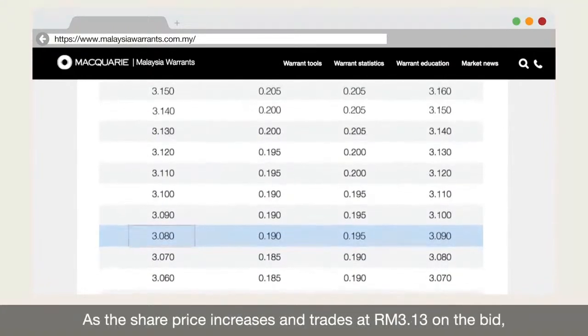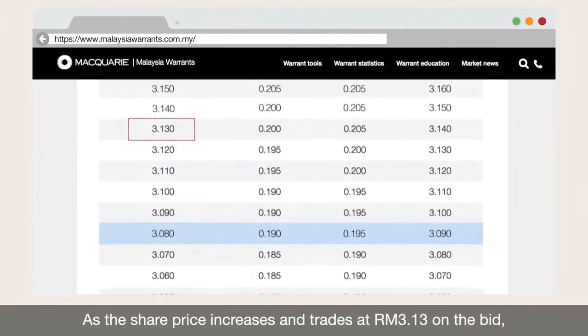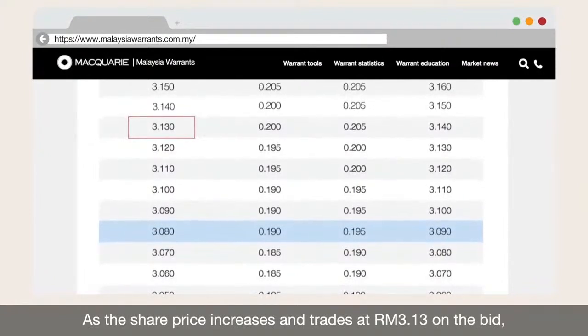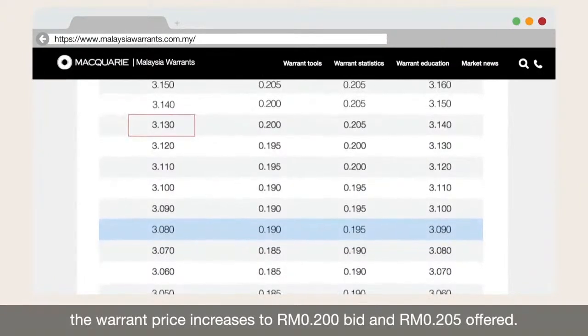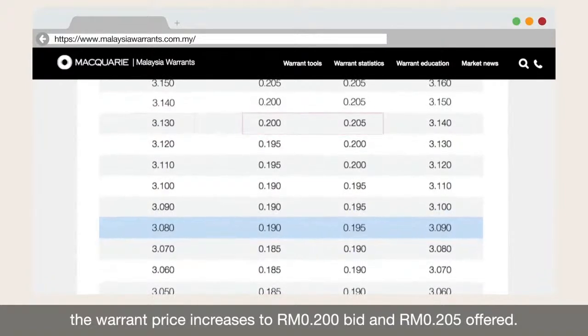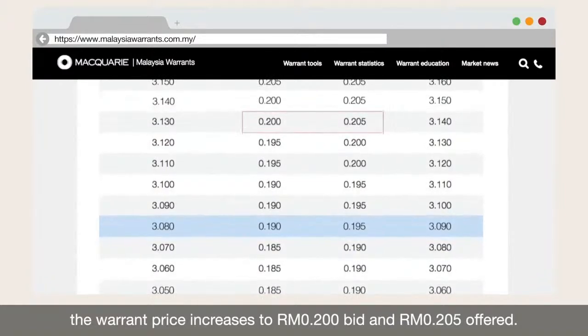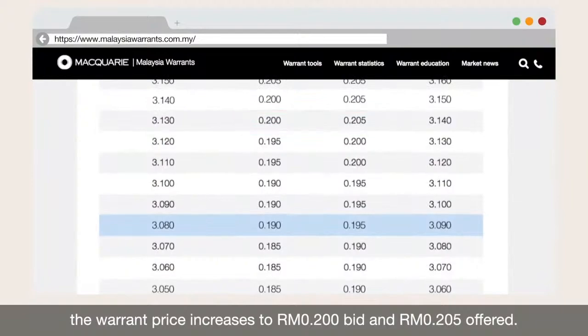As the share price increases and trades at 3.13 ringgit on the bid, the warrant price increases to 0.200 ringgit bid and 0.205 ringgit offered.